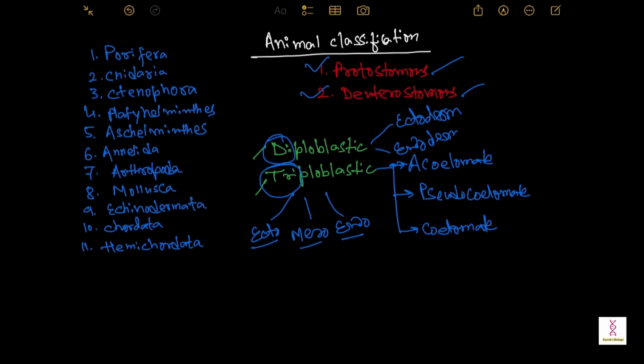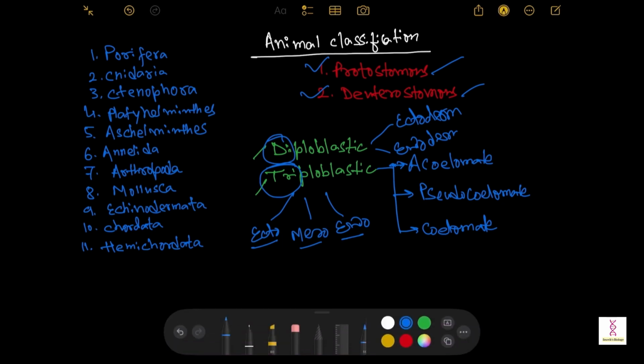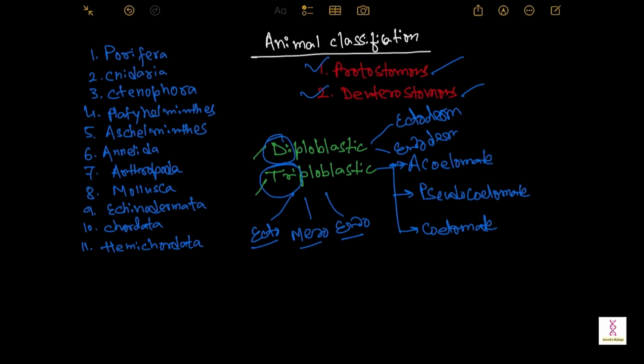In case of triploblastic animals, three divisions are present, that are acoelomate, pseudocoelomate and coelomate. Here we are talking about coeloms, presence and absence of coeloms. In biology, when A before anything is present, it mostly means absent, not everywhere. So acoelomate means coelom is absent. In which animals coeloms are absent, those are called acoelomates.